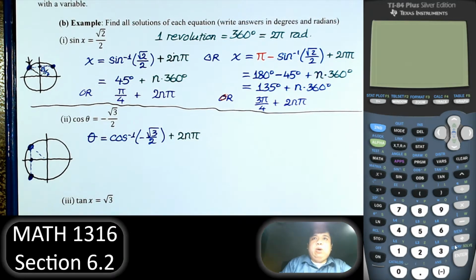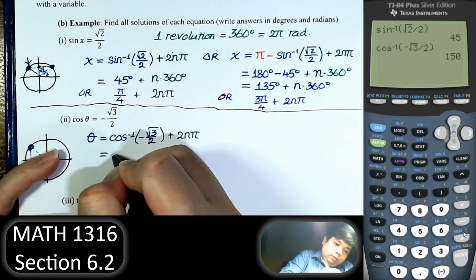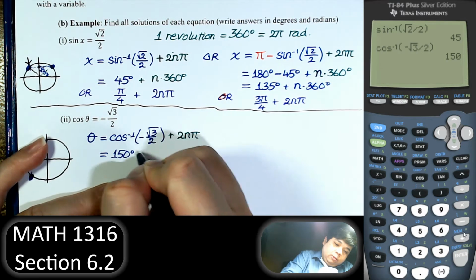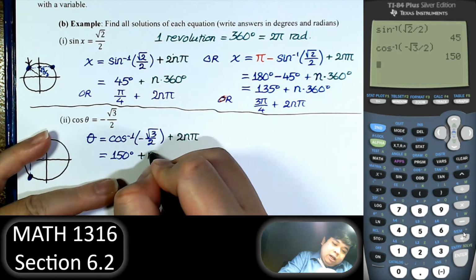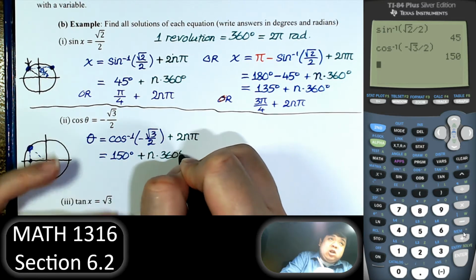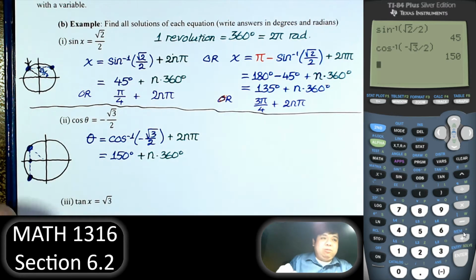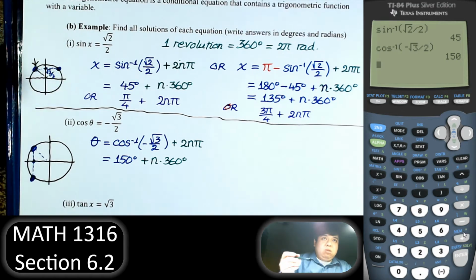Now, if we use the calculator, cosine inverse of negative square root of 3 over 2. Of course, if we don't have that, we can always use the unit circle to find values. So that's 150 degrees. And then if it is in degrees, I will use n times 360 degrees. So I get coterminal angles that can go around and around. As long as I have the same point, that's correct.